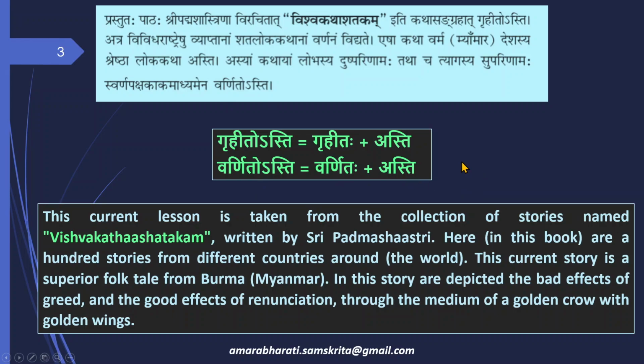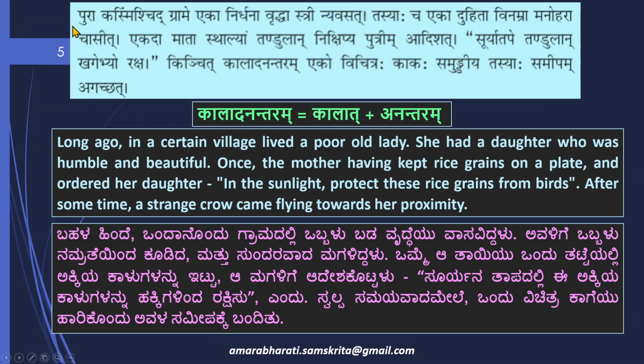We go to the story proper. Pura, long ago, Kasmimschid Grame, in a certain village, Eka Nirdhana Vruddha Stri Nyavasat. Nyavasat means lived a poor old lady. Nirdhana is poor, Vruddha is old woman. Tasyaha cha eka duhita vinamra manohara cha asit. She had a daughter who was humble and beautiful. Vinamra is humble, Manohara is beautiful.